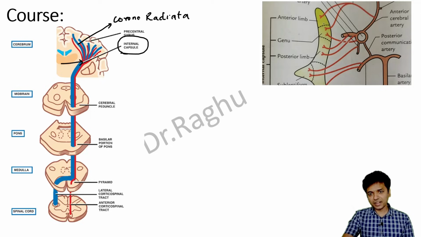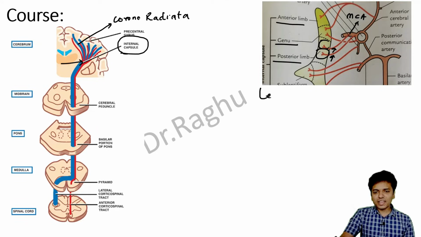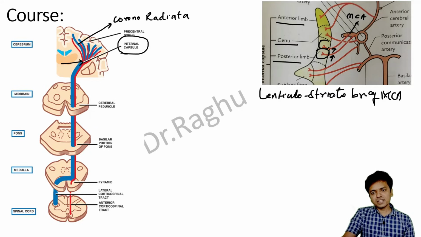See, in this diagram, I have shown you a very simple diagram of the internal capsule. This is the anterior limb, this is the genu, and this is the posterior limb. As we can see here, these are the arteries which are supplying the posterior limb. What are these arteries? These arteries are coming from this artery which is called the middle cerebral artery. So what are these arteries? These arteries are called lenticulostriate branches of the middle cerebral artery.